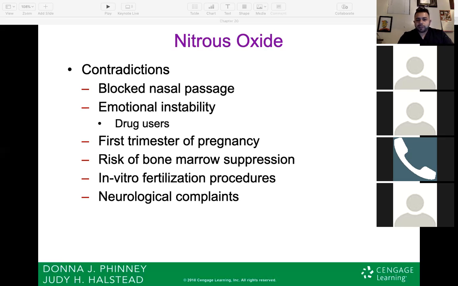Also, patients during their first trimester of pregnancy. This is when babies do most of their growing. Most of the important development is usually during the first trimester. So if that's the case, we usually want to schedule that patient out until the baby's born. Also, patients that are at risk of bone marrow suppression should not use nitrous oxide, or patients undergoing in vitro fertilization procedures, or anybody else with any type of neurological complaints.